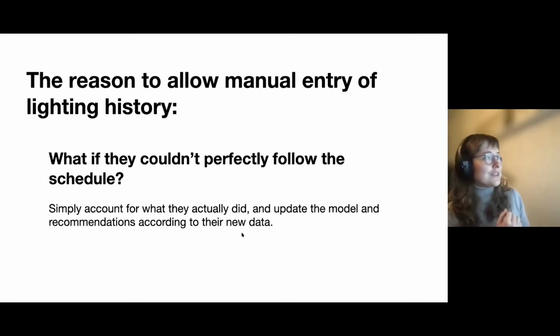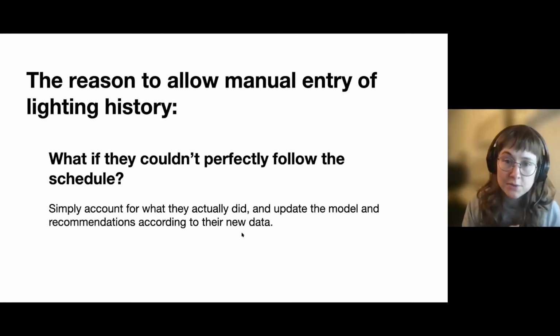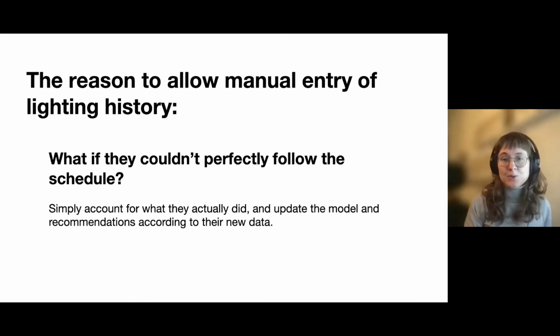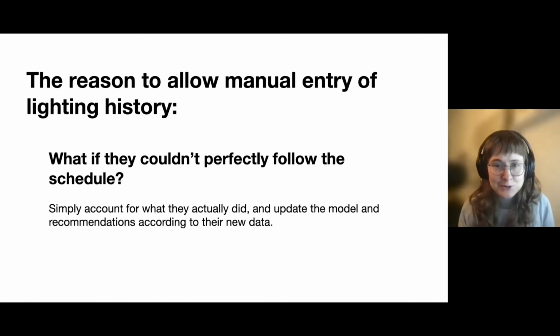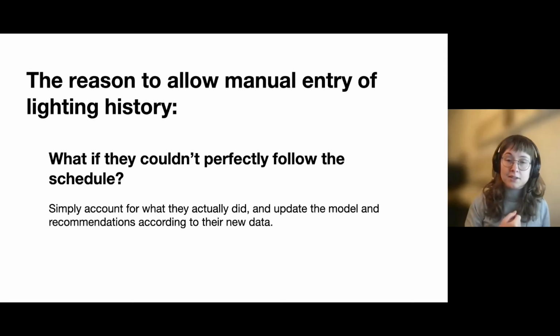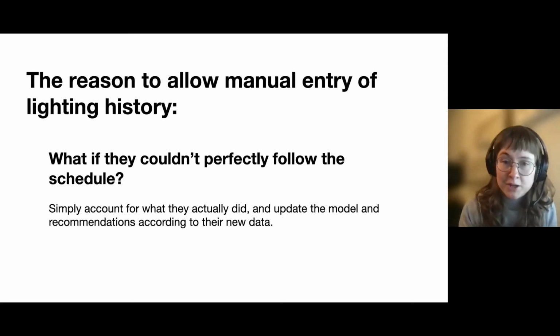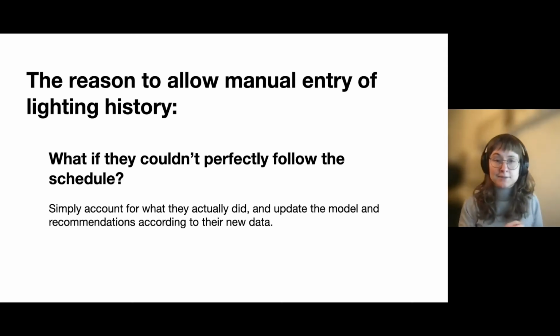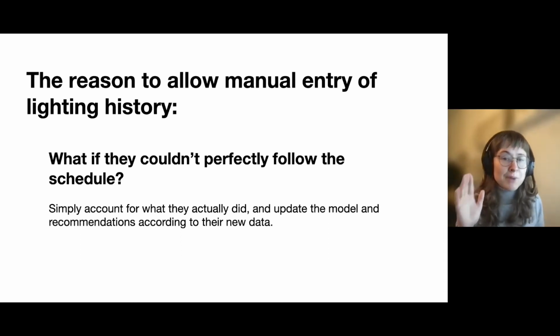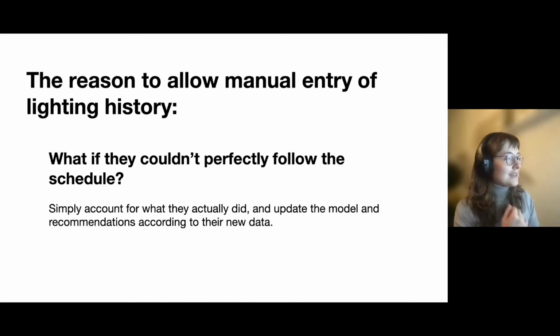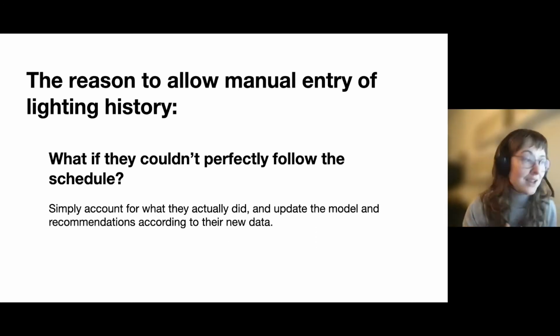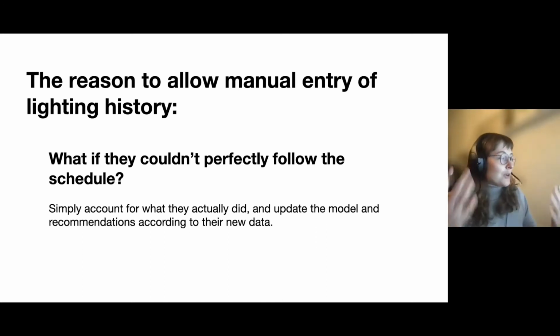And the reason for this was, well, hey, what if people couldn't perfectly follow the schedule? What if they were following a schedule and then they were like, oh, I'm sorry, I couldn't stay in the dark until 2 p.m. on my trip from New York to California. That's a little too much devotion to optimal time shifting. And so the idea was people could enter their lighting history and the model would update accordingly.